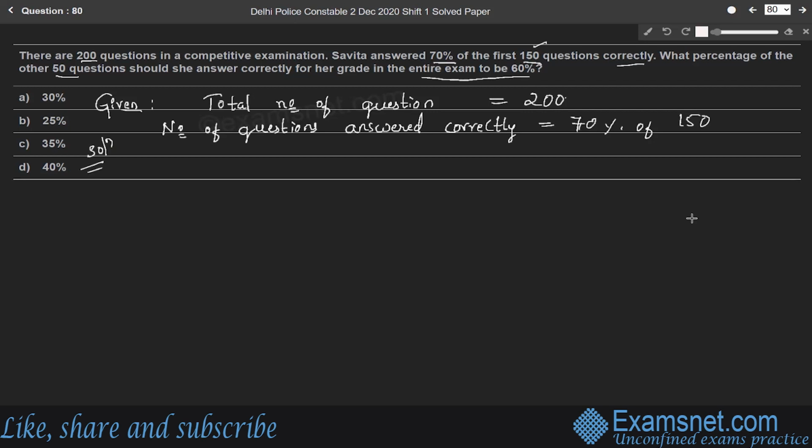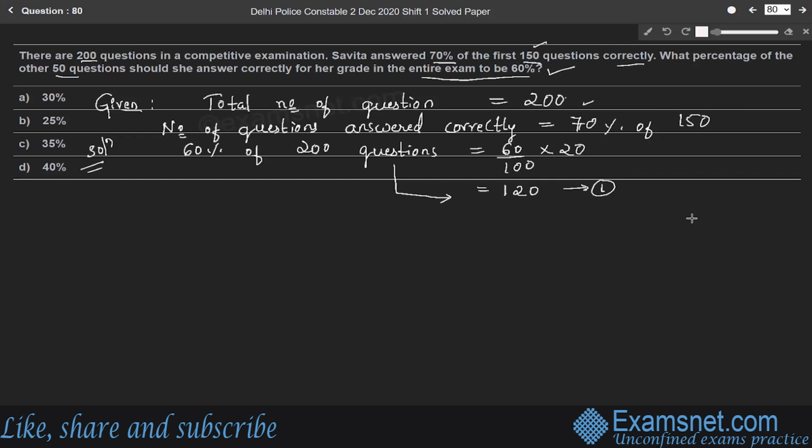So here the total number of questions is 200. To pass, Savita has to score 60%. Therefore, 60% of 200 questions is 60 by 100 into 200, which is equal to 120. So Savita has to answer 120 questions correctly.